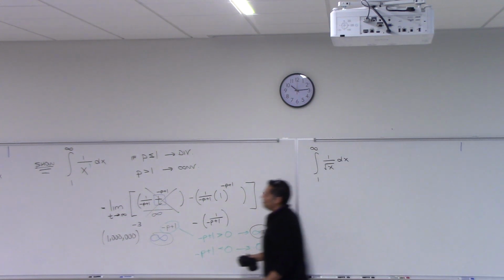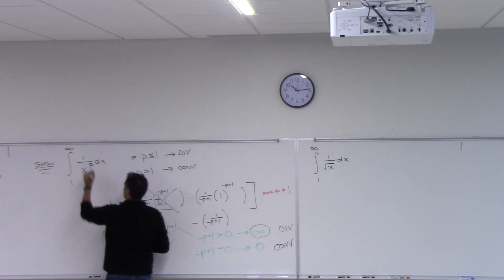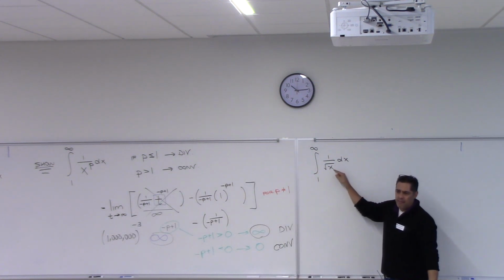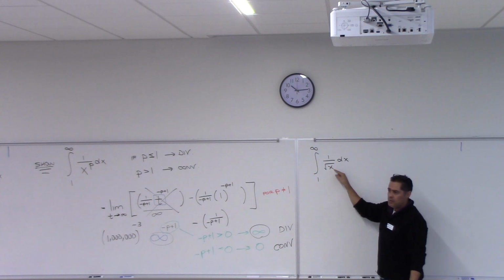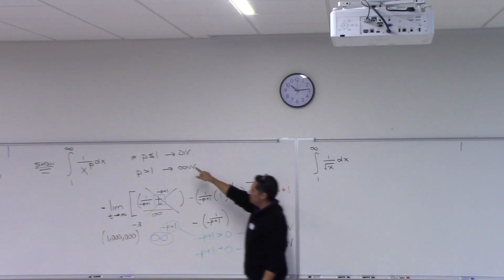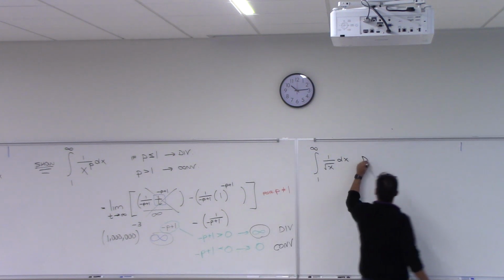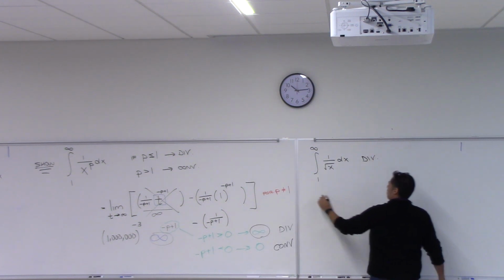Careful, in the formula, this is p. It's on the bottom already. So p is a half, right? The square root is the half power. So p is a half, converge or diverge? Diverge, right? P is a half, this diverges. Okay, what about this?